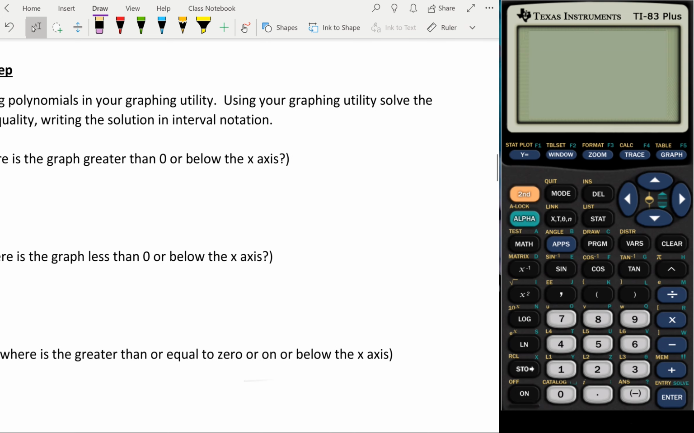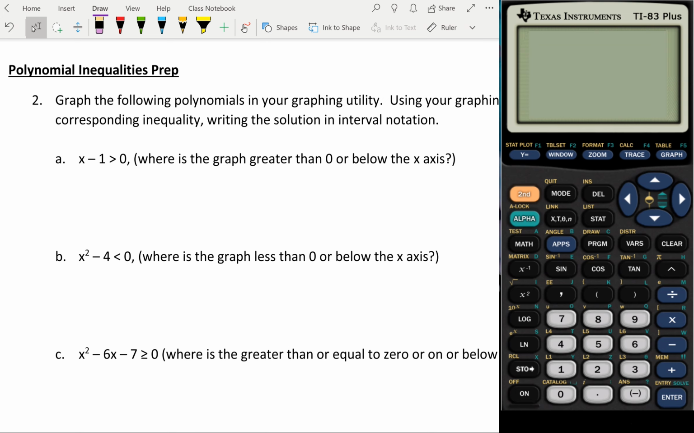All right, it says using your graphing utility, solve the corresponding inequality, and we're going to write the solution in interval notation. Well, remember, interval notation is when we have our parentheses, our brackets, our parentheses and brackets, all that good jazz. You need to remember if it's less than or greater than, you're going to use parentheses. If it is equal to, you will use brackets. Please remember that as we go through this process.